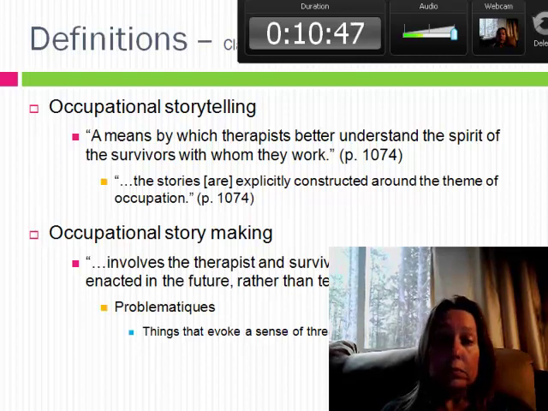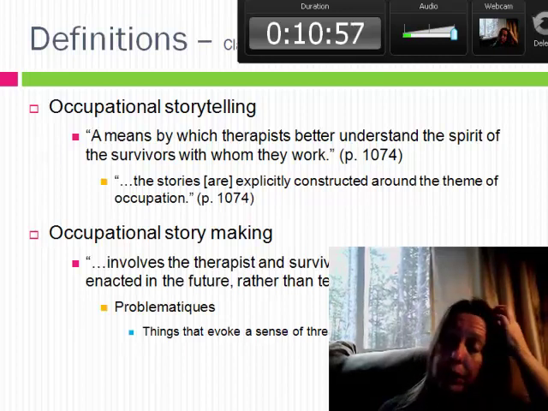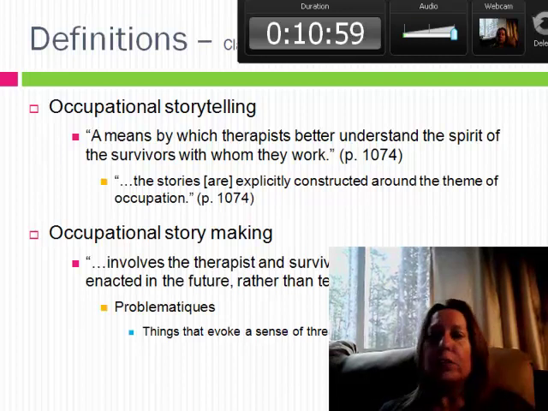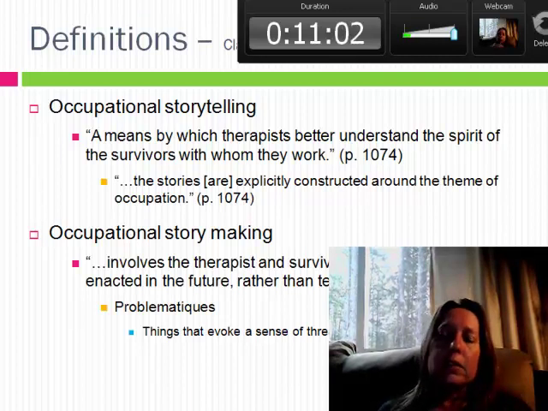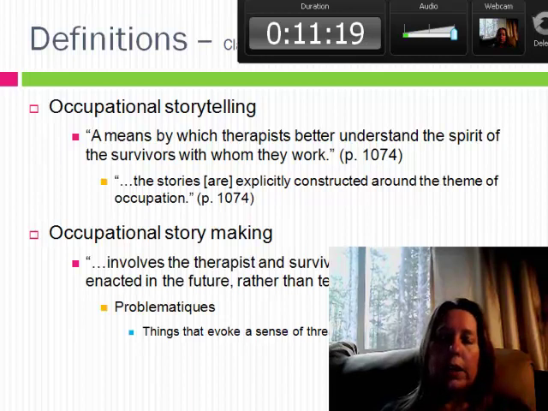And she's talking about her particular experience with her colleague and soon-to-become friend who suffered a brain aneurysm, resulting in a stroke. And Florence befriended her, and they went on this journey together. And so she's saying that their story was explicitly constructed around the theme of occupation. And we can generalize that to say, when we're in occupational storytelling, that the stories are explicitly constructed around the theme of occupation, which is what we do as occupational therapists. Now we'll be more intentional about it, and we'll do a better job.